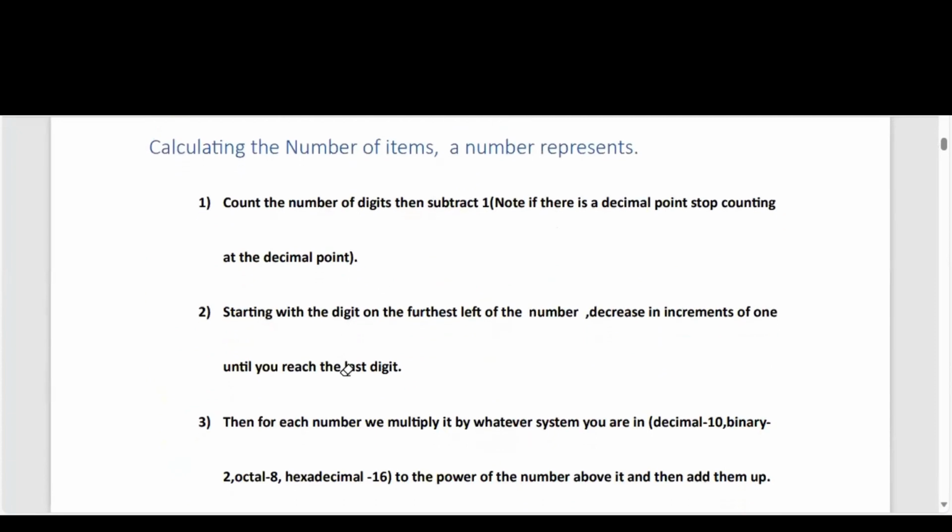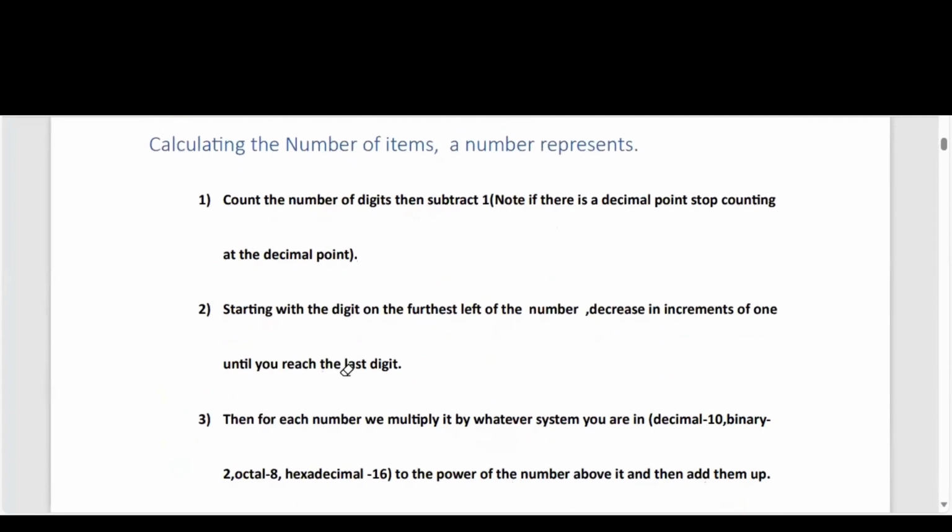Right, first thing on the list, a question that I may ask is calculating the amount of numbers or items a number may represent. Remember you have four systems. You can think of it as the weight of it. Say you have a 10-pound bag of marbles, and you might want to know how many marbles actually make up the 10 pounds. You actually have to calculate how many marbles are in the bag.